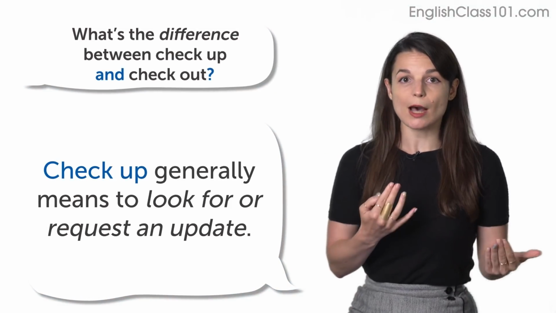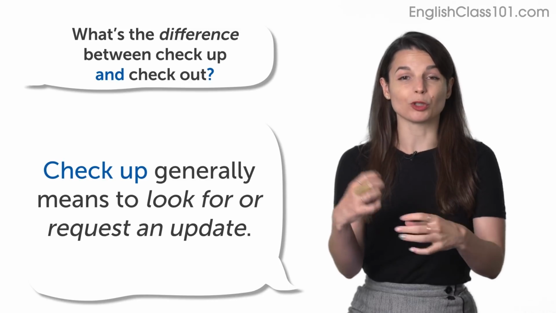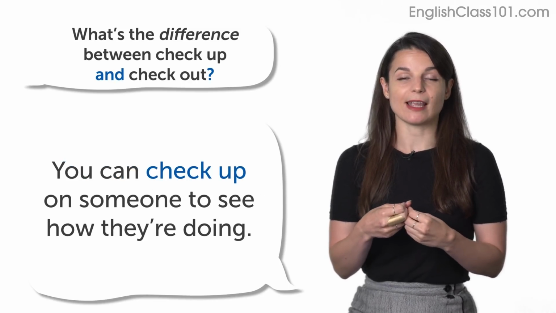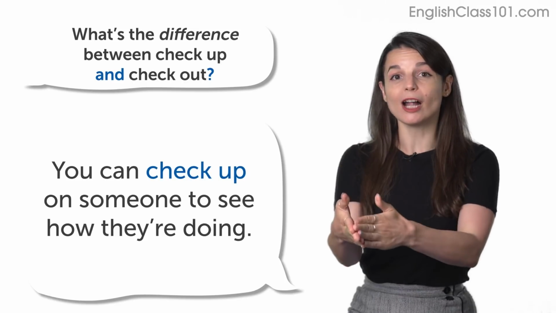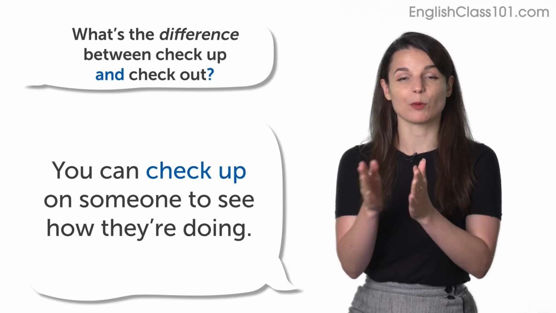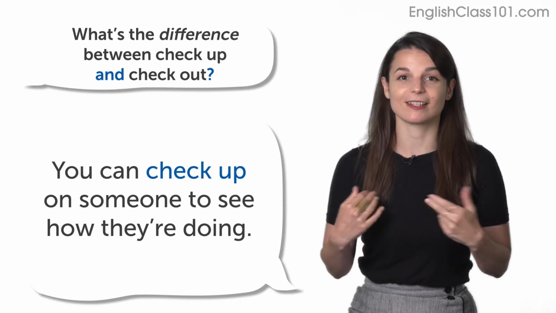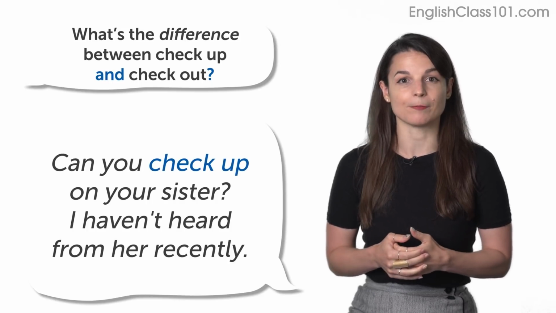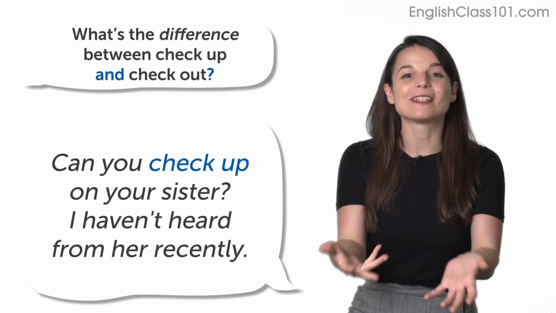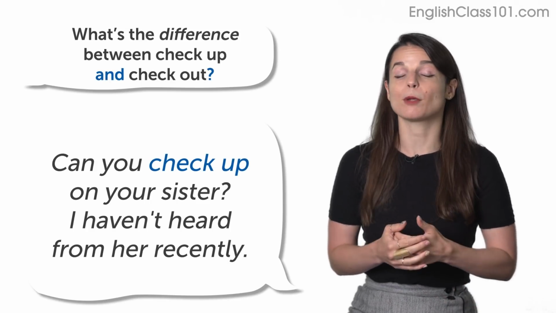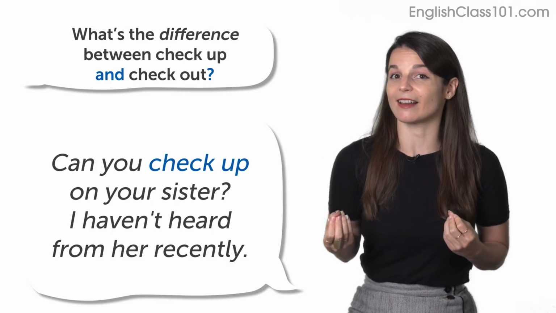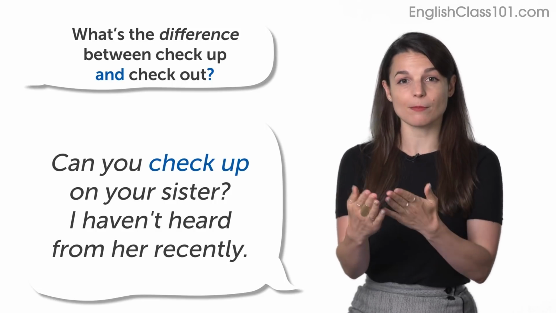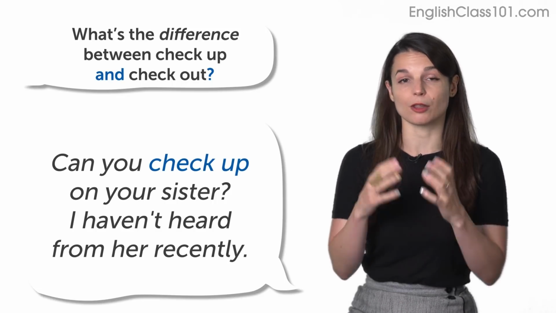Generally, check up means to request or look for an update from someone. So you might say you need to check up on someone. We typically use that when we're talking about a person. For example, can you check up on your sister? I haven't heard from her recently. That means please go get an update from your sister, or please get some information about the current status of your sister. So we tend to use check up on something when we want to talk about another person.